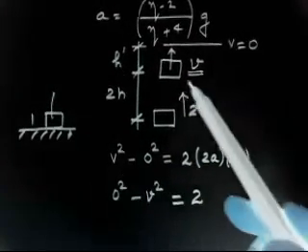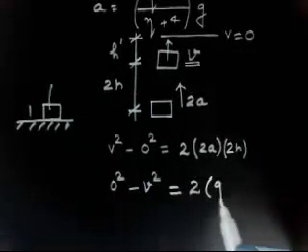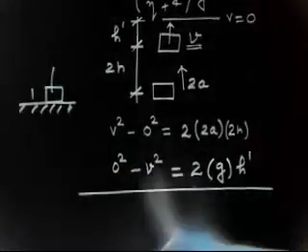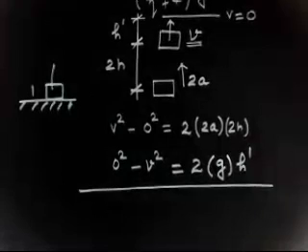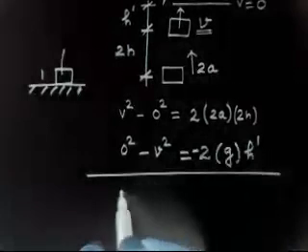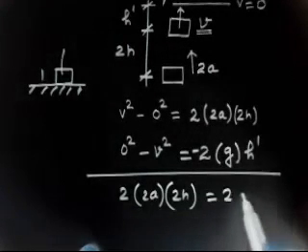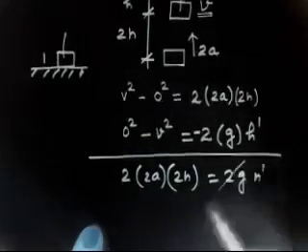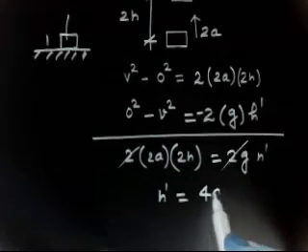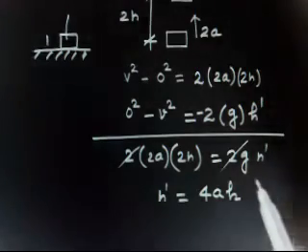And now the acceleration is simply gravity, free fall. So 2a h dash. We have to find h dash. If I add these two equations, this goes out. g is in the downward direction, so I have to multiply with a minus sign. So I can say 2 into 2a into 2h is equal to 2g h dash. So 2 goes out, and h dash is basically equal to 4ah divided by g. Are you getting?